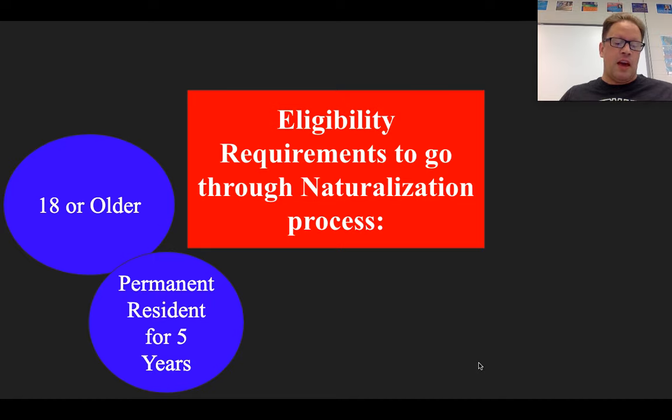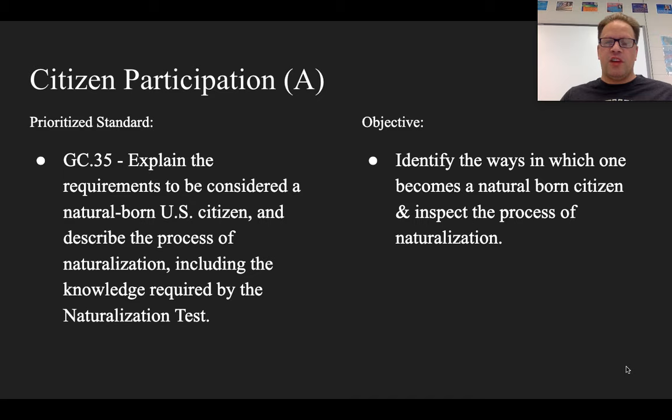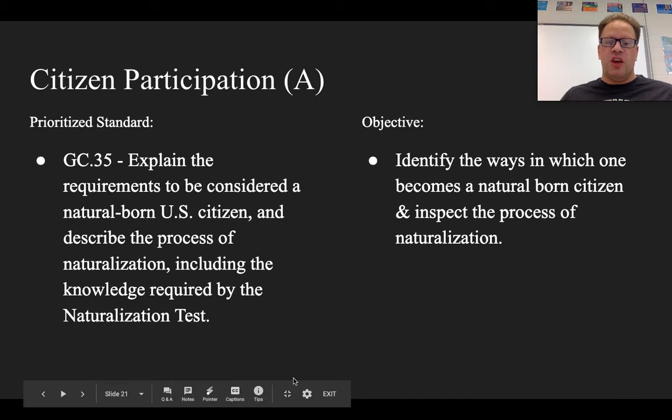All right, this completes Citizen Participation, Section A, lecture. Our prioritized standard again was Government Civics 35, and objectively now you can identify the ways in which one becomes a natural-born citizen and inspect the process of naturalization.